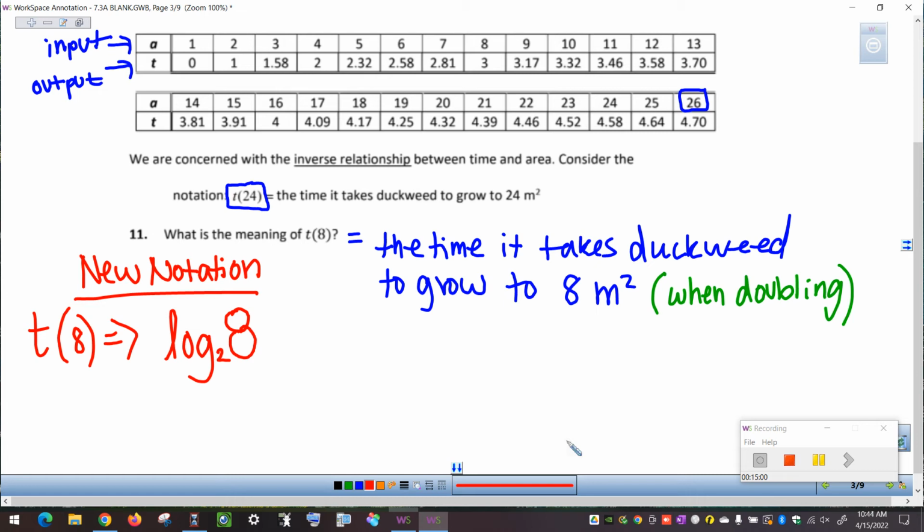So this is the full name for the inverse function, but we're just going to shorten it and call it log. So when we look at this phrase here, it means exactly the same thing as t of 8. It means the time it takes to grow to a size of 8. And then notice how the little 2 down here is telling us when doubling. So this is what it's continually being multiplied by. Now, we could actually look back at the table and evaluate this. We can figure out what this is equal to. We can figure out the time it takes to grow to a size of 8 when doubling by looking at the area of 8 and looking down below and seeing that it is equal to 3 days.